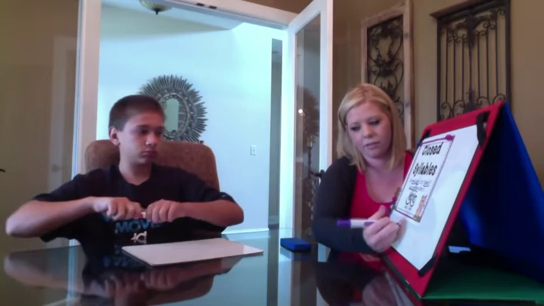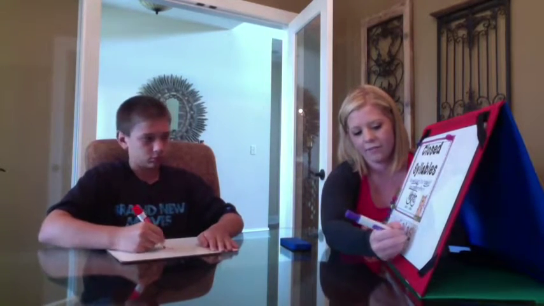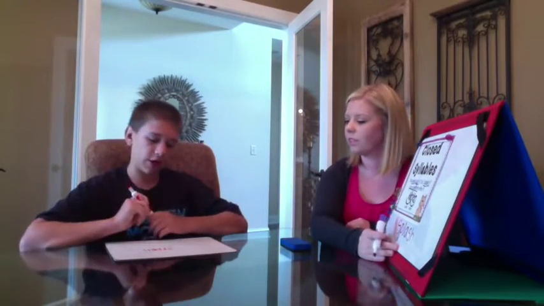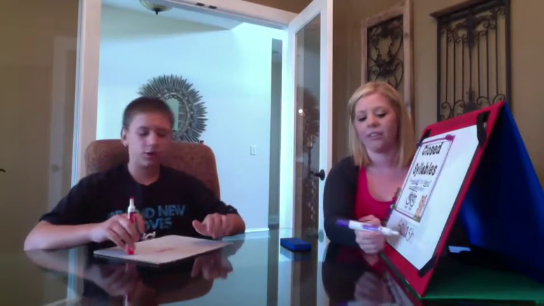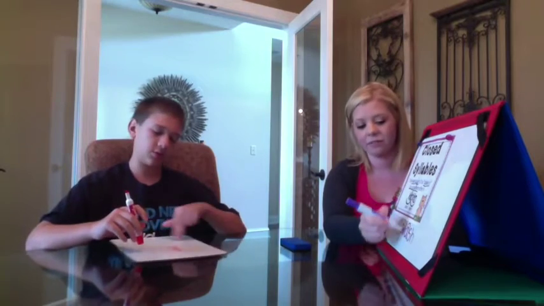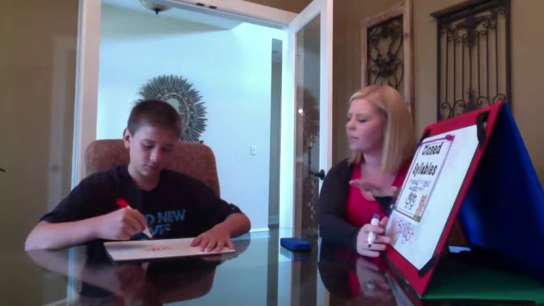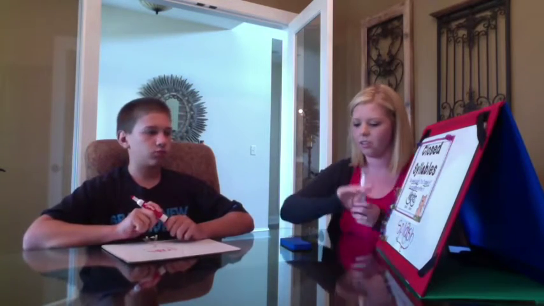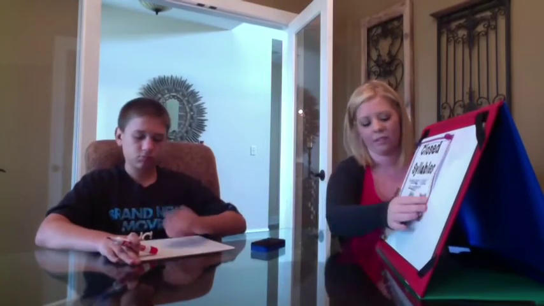So if I wrote this word, go ahead and write it. What word do I have? Splash. So what's the first thing we need to do? Check if the vowel is short, and then see if there's a consonant after it. There is. So then splash, how many syllables would that word be? One. Good job. There's an example of a closed syllable.